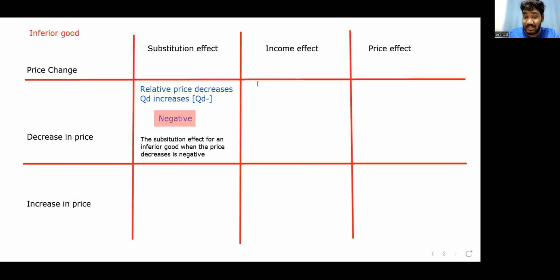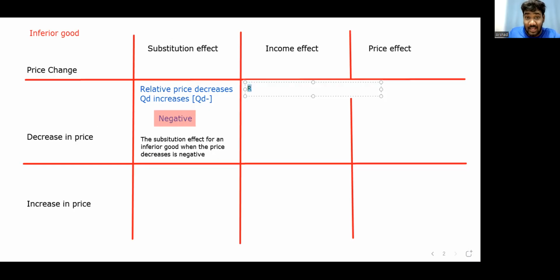Income effect for this one. What can you say? For income effect, we look at the statement I'm just giving. If you want, you write it down. If you know how to read this, then you don't have to write the statement. The statement is the summary. What is the statement? The substitution effect for an inferior good when price decreases is negative. So if you can figure this out, then it's okay. You don't have to write the statement, but if you're learning the first time, I feel it's okay if you write it, right?